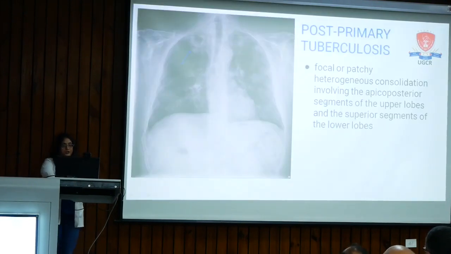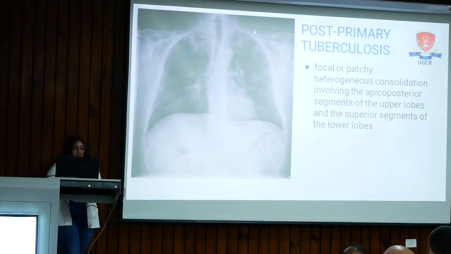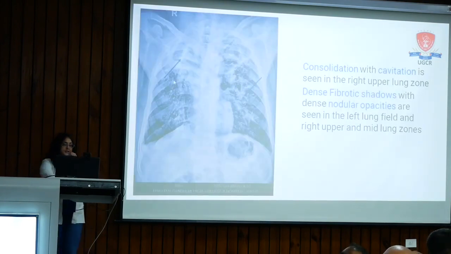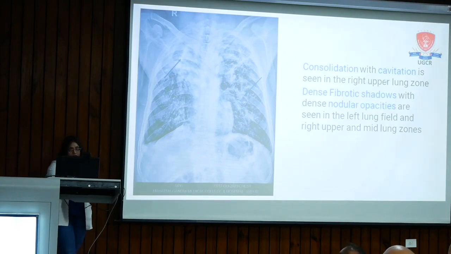Coming to post-primary tuberculosis, in this chest X-ray, you can appreciate focal or patchy heterogeneous consolidations involving the apico-posterior segment of the upper lobes and the superior segments of the lower lobes. This is a chest X-ray I derived from the radiology department in our college. This is showing consolidation, cavitation, dense fibrotic shadows and nodular opacities all in one.